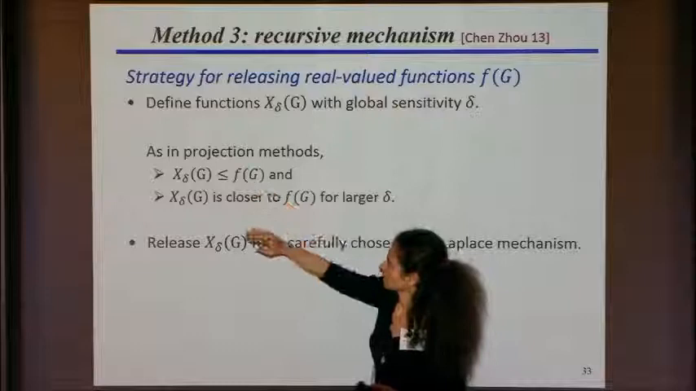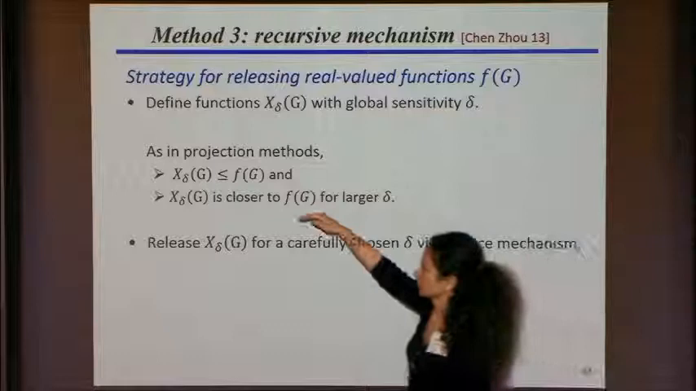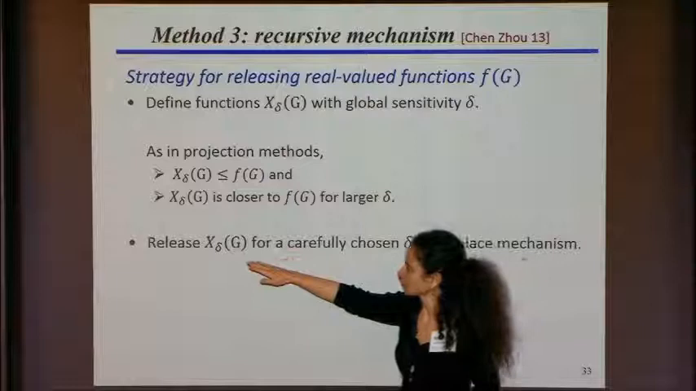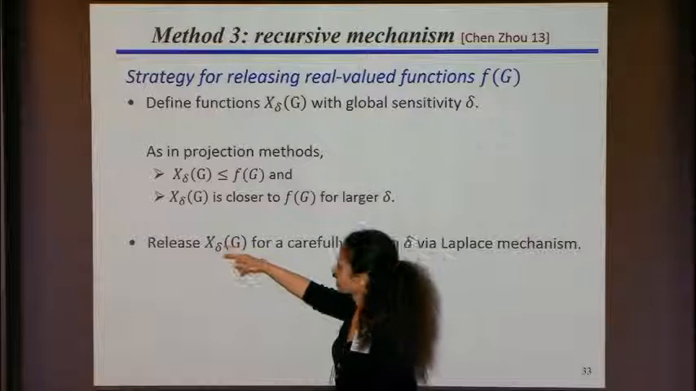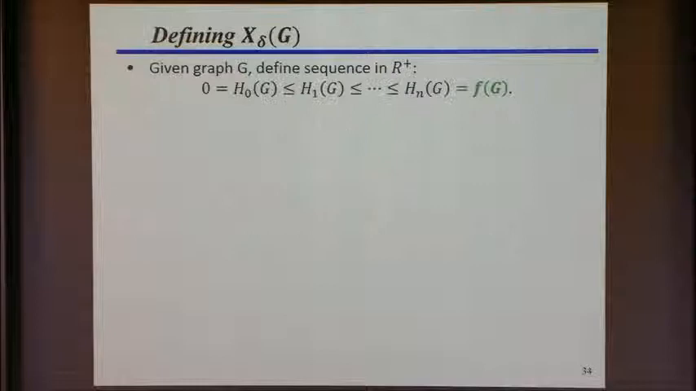As in the projection methods, where the values of LP programs that we got were lower bounds on the actual value of the function, here it's going to be the same story. The larger delta is, the closer we're going to be to the actual value, the same as in our projection methods. And then, similarly to the previous method, we're going to release x sub delta, for a carefully chosen delta, via the Laplace mechanism. I'm not going to explain how to choose this delta, even though they explain it. It's a non-trivial part of the paper.